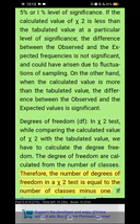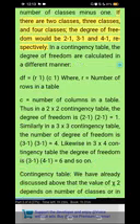Therefore, the number of degrees of freedom in a chi2 test is equal to the number of classes minus 1. If there are 2 classes, 3 classes, and 4 classes, the degrees of freedom would be 2 minus 1, 3 minus 1, and 4 minus 1, respectively.